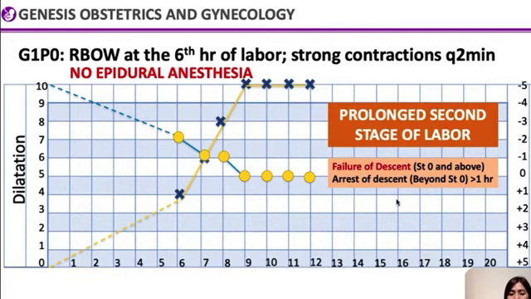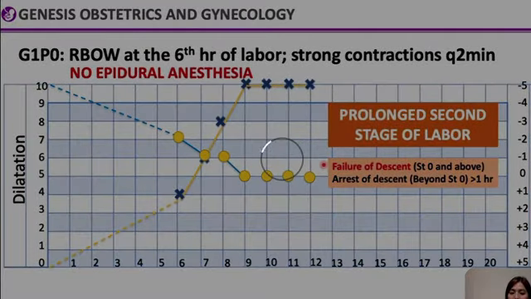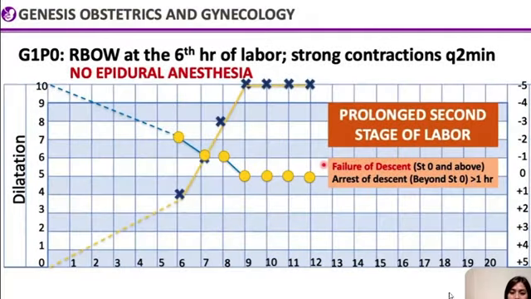Okay, a note about failure of descent and arrest of descent. So ito, kaya siya naka-red because yun nga, station 0. Nag-fail na siya bumaba beyond station 0. So again, going back to this curve, ano yung full pattern ng dysfunctional labor mo? This is prolonged second stage of labor, more than 2 hours without epidural anesthesia in a nullipara with failure of descent. So you will do cesarean section for prolonged second stage of labor with failure of descent. Ganun kahaba yung dysfunctional pattern na isulat mo sa iyong operative technique for your cesarean section.